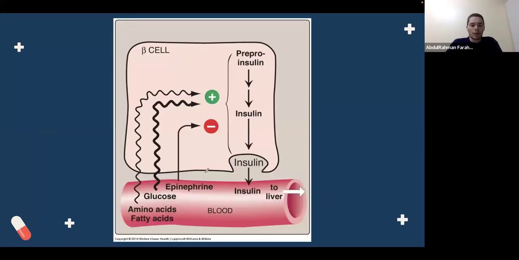Now, we spoke already about how glucose would lead to the release of insulin. Now, moving on to the amino acids and the fatty acids that would lead to the release of insulin. Essentially, amino acids and fatty acids would help glucose in releasing insulin itself. And so it's not a really direct effect.